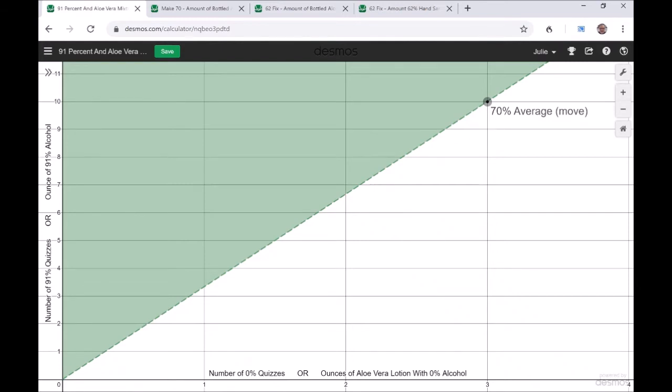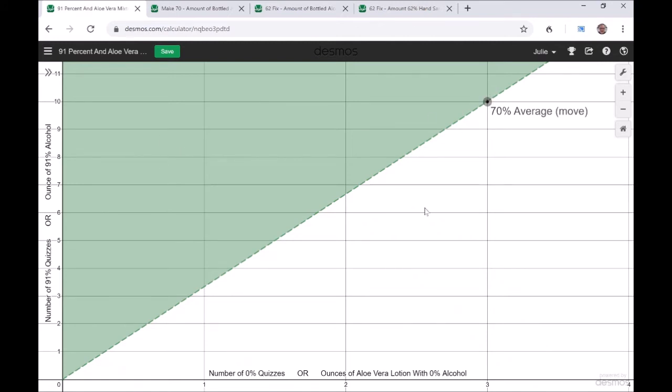So if we did that math and added 3 zeros plus 10 91s and we divided by 13, this would be our answer. Well, if we want to make an alcohol solution that's above 70%, we would just need to add a little bit more. So if we're using ounces, we'll add just a teeny bit more and we'll bring us up above the 70%. So we can do that.